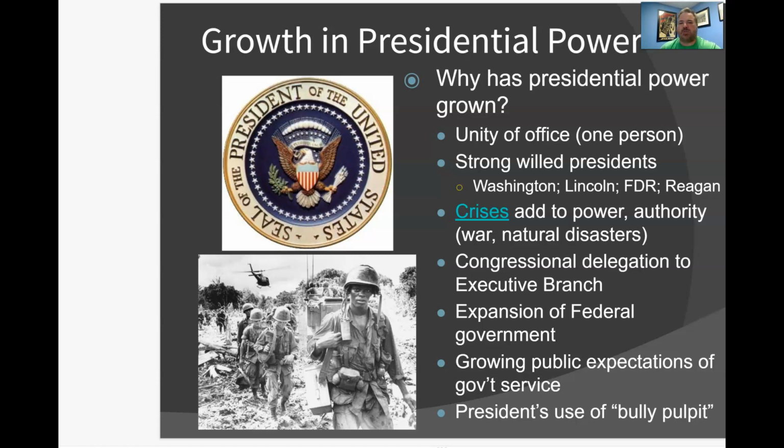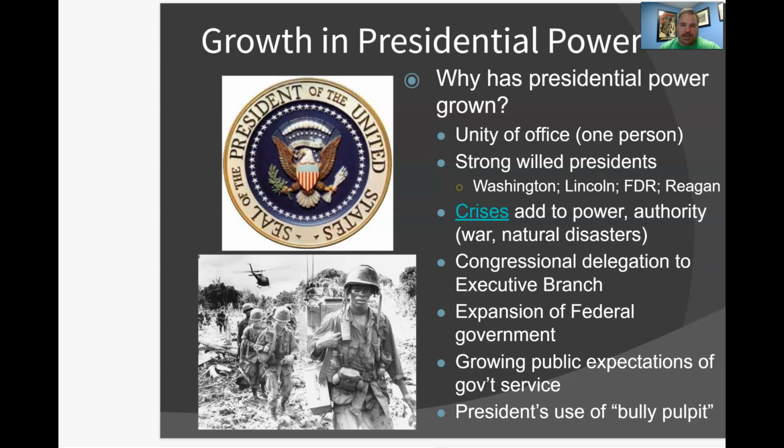Finally, the president's use of the bully pulpit, whether that looks like fireside chats of FDR or President Trump on Twitter. The ability of the president to talk and speak directly to the people to garner support means that the president can do an end run around Congress and direct influence on Congress from the people that congressmen represent and build a consensus and build support for the president's agenda.